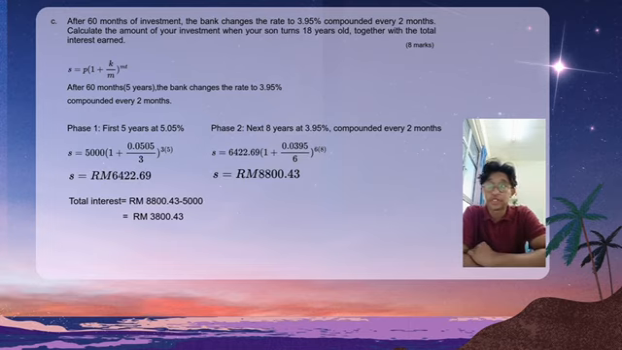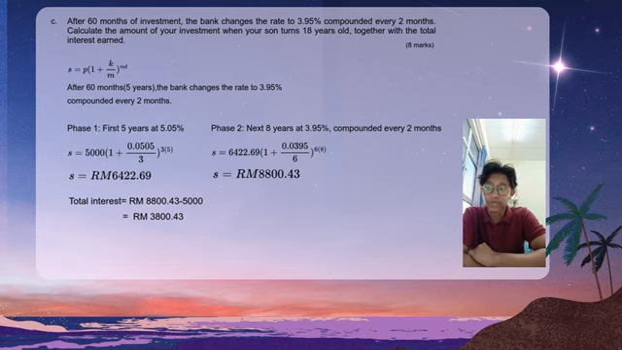So here's the question. After 60 months of investment, the bank changed the rate to 3.95% compounded every 2 months. Calculate the amount of your investment when your son turned 18 years old, together with the total interest earned. So we'll be using this formula S equals P bracket 1 plus K per M bracket power by MT. We divide it into 2 phases to solve this question. The first phase is the first 5 years, and the second phase is for the next 8 years.